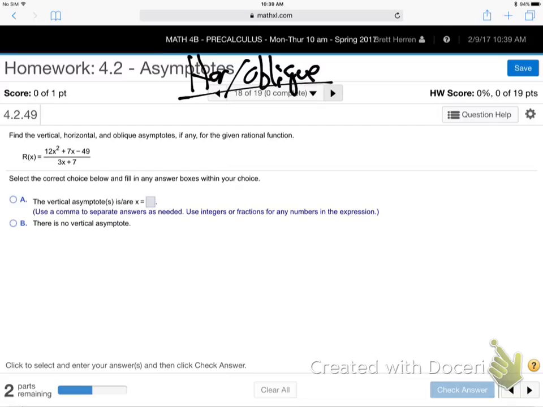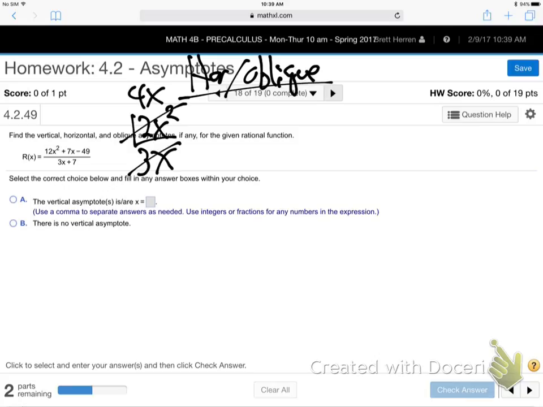Okay, so let's do the horizontal, oblique now. And just think about the most powerful term in the top and the most powerful term in the bottom, because that's all that matters. Smaller terms added and subtracted to them don't matter at all as you plug in gigantic numbers like 1,000, a million, a billion. So what's that going to basically do?